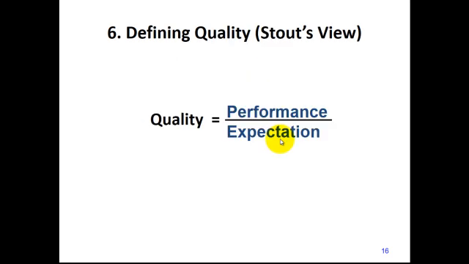Another way of defining quality is the ratio between performance and expectations. So what is the performance? That is the actual production, and expectation is what people are expecting. If people's expectation is very high and you are performing average, so again it is against the quality product.